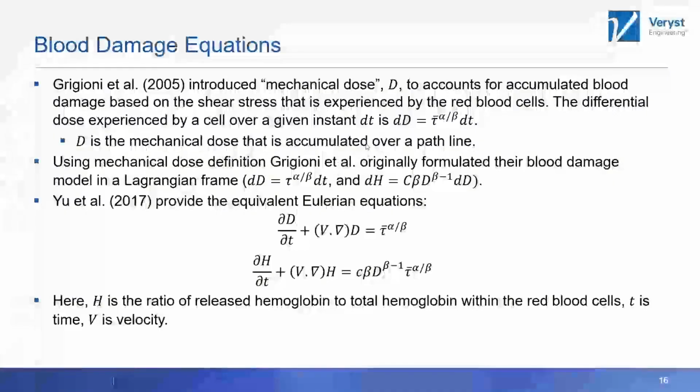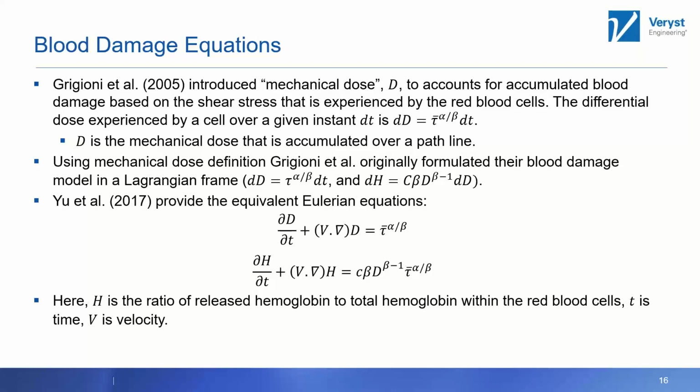So Grigioni introduced mechanical dose D, where the mechanical dose accounts for the history of loads which is applied on the red blood cells. Basically, the differential dose experienced by a cell over a given time dt is dD, which is this function of stress, and alpha and beta, which are coming from this Couette device test. I won't go through the equation. Yeh in 2017 provided the equation that Grigioni provided in Lagrangian frame in Eulerian frame, which is these two equations. So let me elaborate on these two equations and how to solve them.